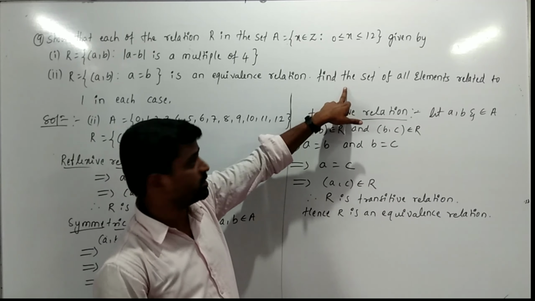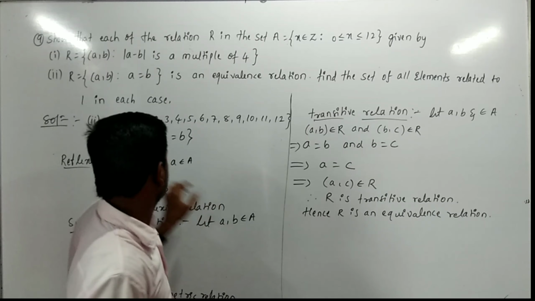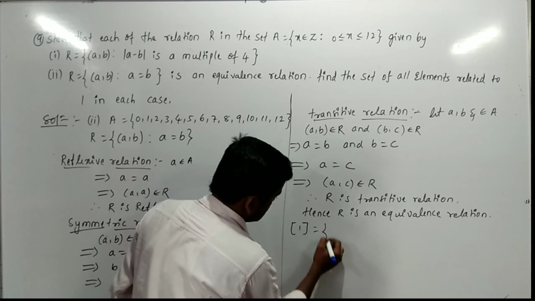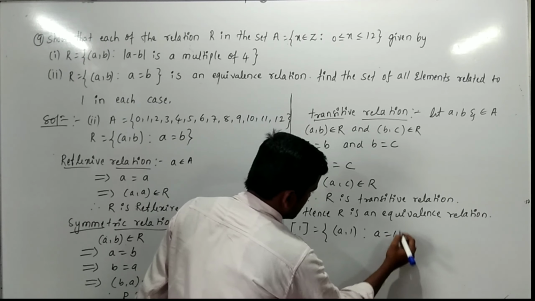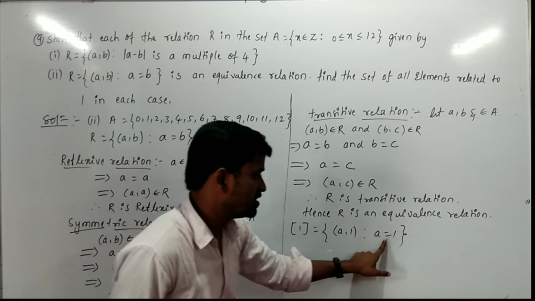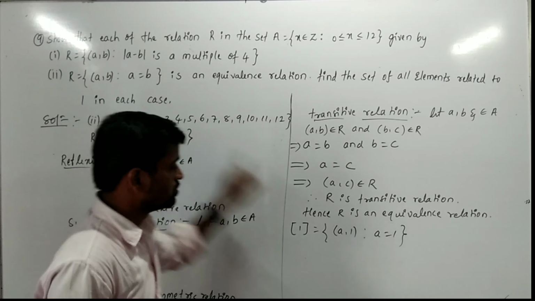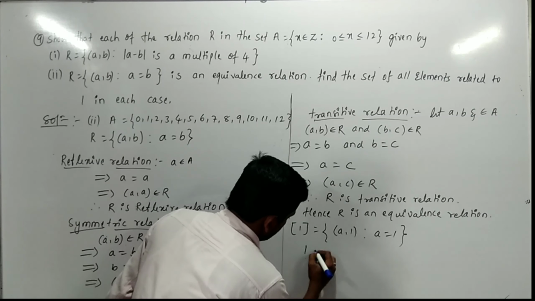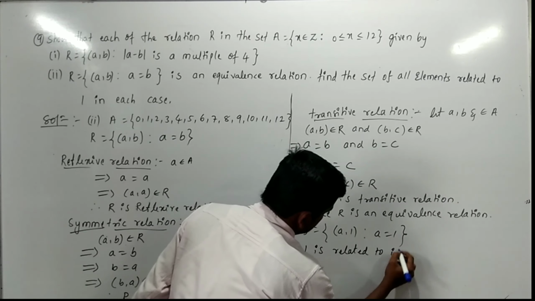Then here also, second part, find the set of all elements related to 1 in each case. In this case, the equivalence class of 1 is equal to A comma 1 such that A is equal to 1. If the value of A is 0, then 0 is not equal to 1. If A is equal to 1, then 1 is equal to 1. If A is equal to 2, 2 is not equal to 1. Therefore, 1 is related to itself only.